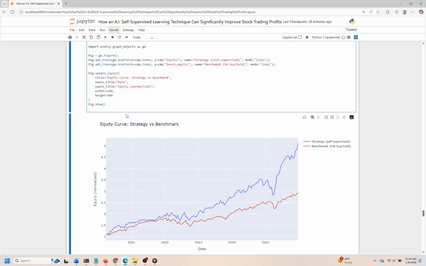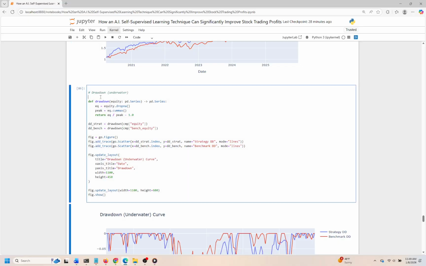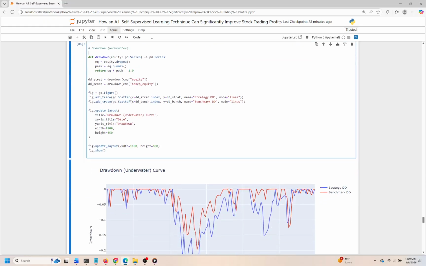Cell 26. In this cell, we're calculating and visualizing drawdown, which is a critical component in understanding the risks associated with investment strategies. Drawdown essentially measures how much an investment has declined from its peak value, providing insights into the worst-case scenarios an investor might face.